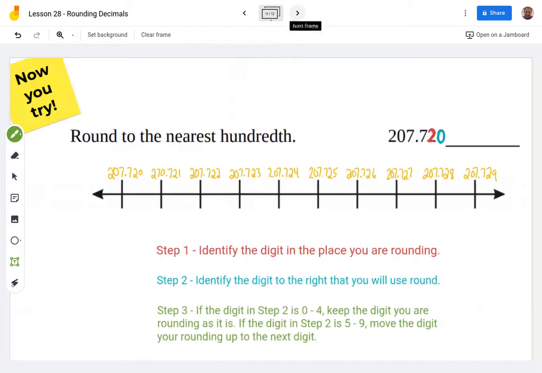Let's try one more before you begin some independent work. Here you are asked to round to the nearest hundredth. Try that. All right. In step 1, did you identify the digit in the hundredths place as the 2? That's what we're rounding. In step 2, did you identify the digit to the right that we will use to round? That's the 0 in the thousandths place. And then in step 3, did you say, oh, if the digit in step 2, that's the 0, is between 0 and 4, and it is, we're going to keep the 2 in the hundredths place as it is, making our final rounded answer 207 and 72 hundredths.